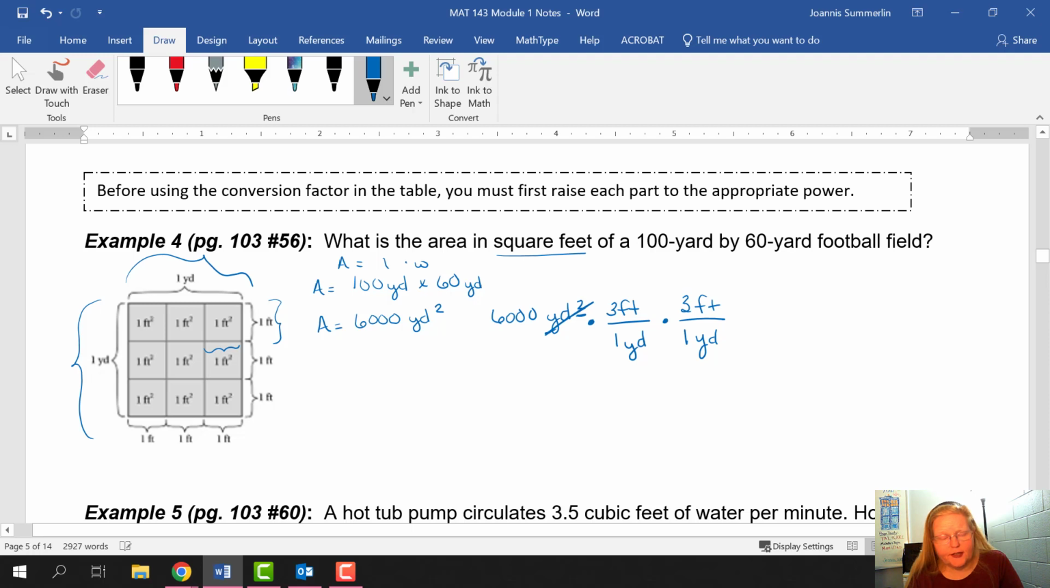So in order to get rid of that yard squared, I've got to have 2 yards down here, which gives me 2 feet up there. It's okay. That way it'll be in square feet. That's what we wanted. Okay. So now I can do my multiplication across the top. 6,000 times 3 is 18,000. Times 3 more is 54,000. Feet squared over 1 times 1, which is 1. That leaves me with 54,000 feet squared.